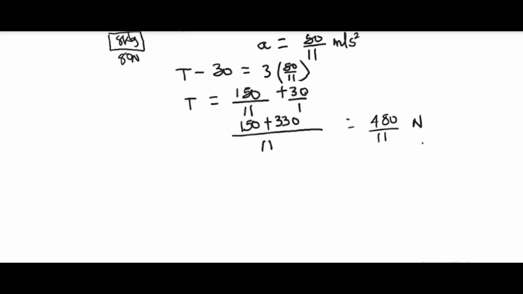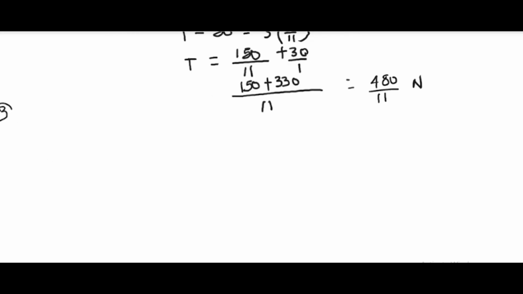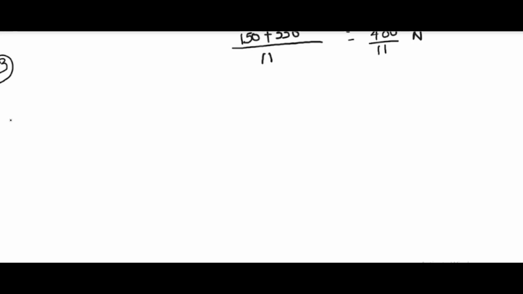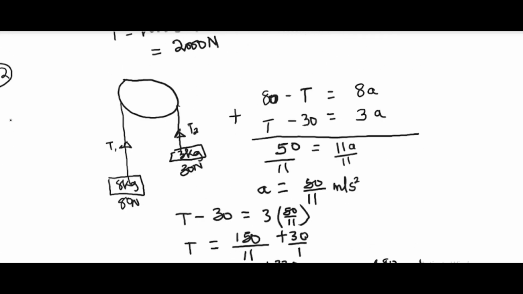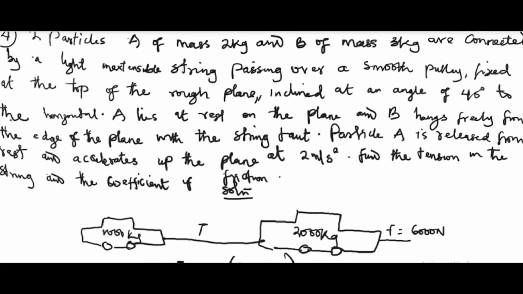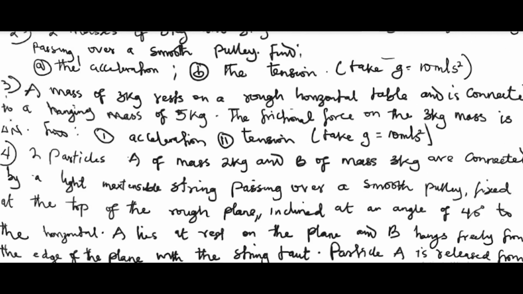So moving on to the third question, let's look at the question again. Okay, now a mass of 3 kg rests on a rough horizontal table. So this is the third scenario. So the first question is for the first scenario, the second for the second scenario, the third is for the third scenario. Now, a mass of 3 kg rests on a rough horizontal table and is connected to a hanging mass of 5 kg. The frictional force on the 3 kg mass is 4 Newton. We are to find the acceleration and tension.